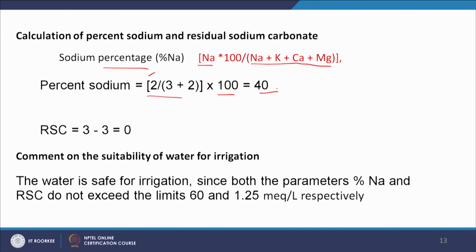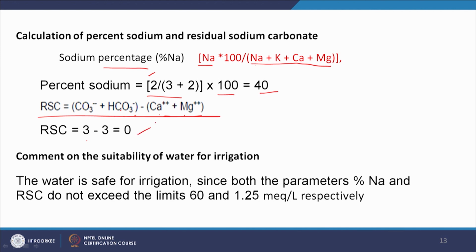And for the second, RSC, how much is RSC equal to? This is the formula: CO3 plus HCO3 minus Ca2 plus Mg2 plus. In this case Mg is not present, so 0, and CO3 is not present, so 0. Bicarbonate is 3 and calcium 2 plus is also 3 milliequivalent per liter. So, 3 minus 3 equals 0. So, we are able to solve the second part.